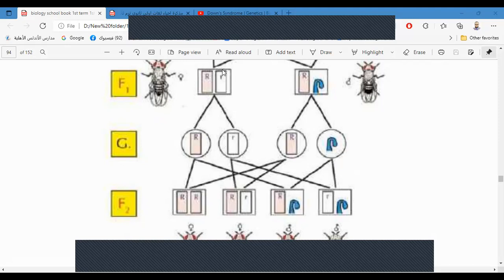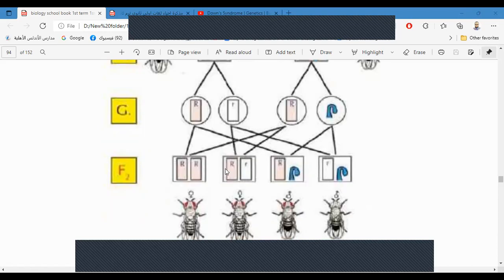If we make gametes, we have R capital and R small from the female, and from the male X R capital, and Y, which doesn't carry any gene of the eye color. The possibilities will be R capital carried on X, R small carried on X also, and R capital Y and R small Y. The result will be three red, because there is R capital, and the last one is white. But the white color is also a male.